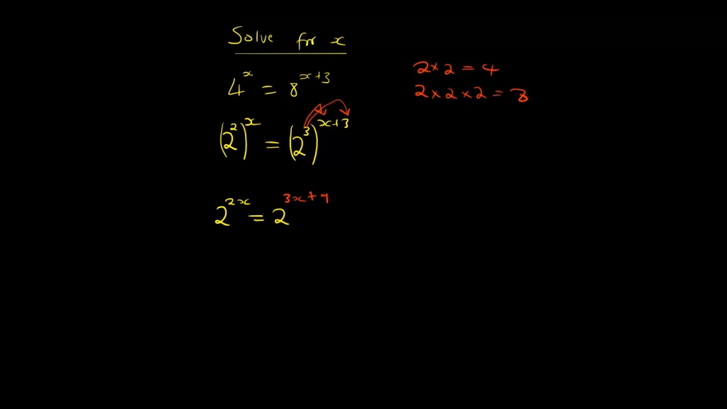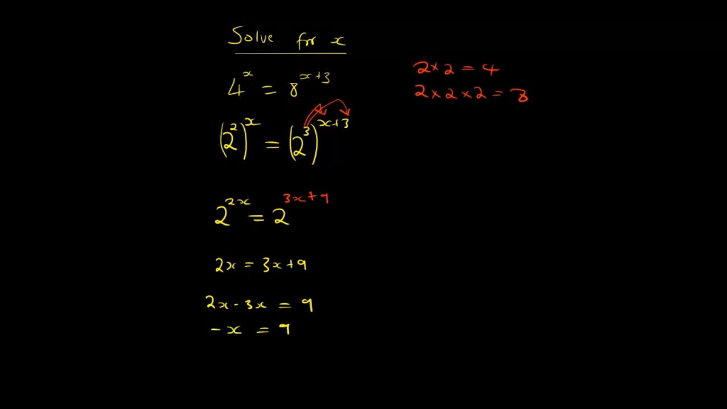And then my next step is, since the bases are the same, I'm going to equate the powers. So I'm going to have 2x will equal 3x plus 9. So I'm going to collect the like terms together. So I'm going to have 2x minus 3x is equal to 9. So 2x minus 3x is negative x. This is equal to 9.